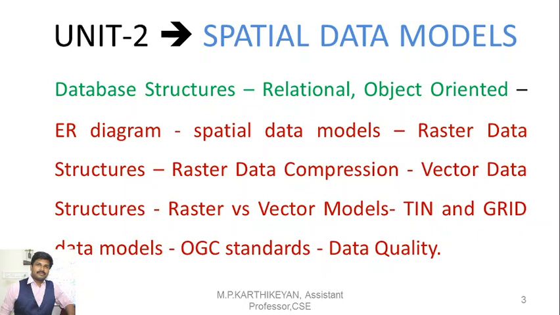The first phase will be the introduction of database structures and ER diagram. The second phase will be spatial data structure. The third phase will be raster data structure, and the last segment will be the TIN model and CLIP model. We saw what a TIN, triangulated irregular network, is in the last unit. We will see what TIN is and its various types in the upcoming webinar series.